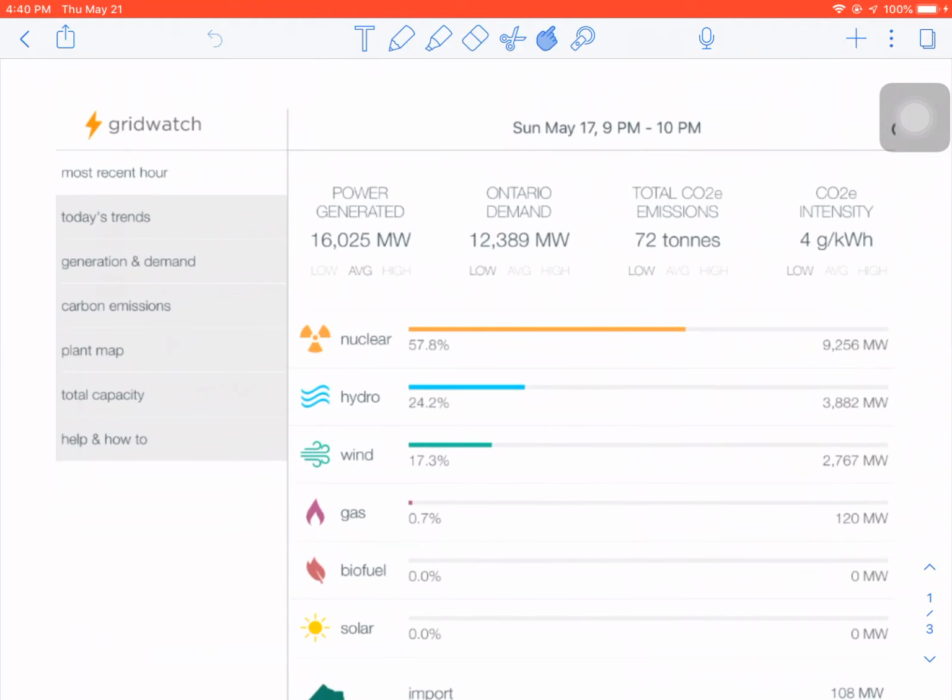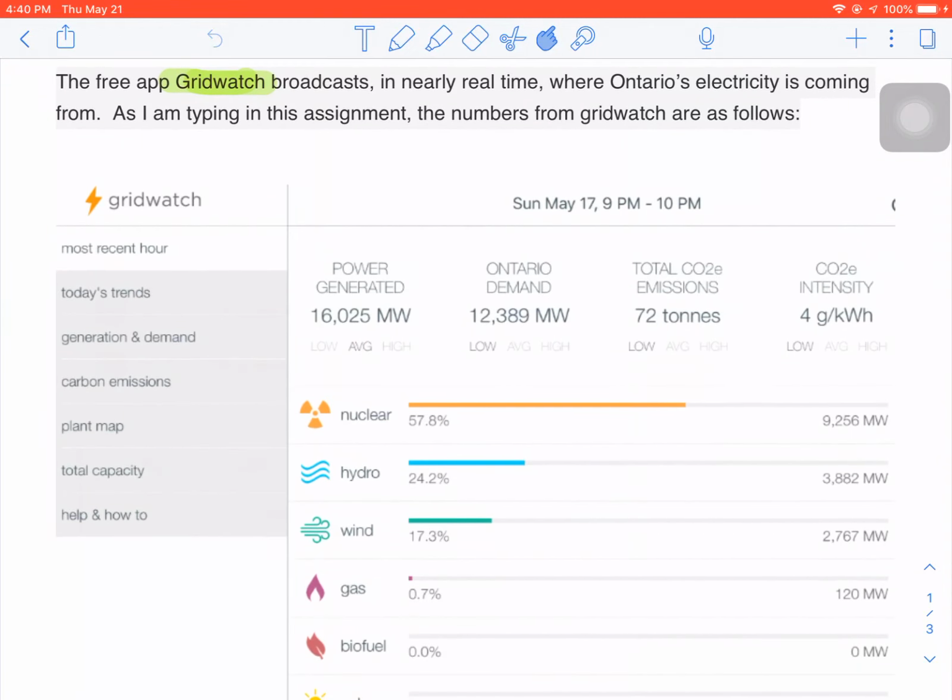So I made this assignment up here on Sunday night at around 9 o'clock. Actually, it was probably around 10:30, and it said in the previous hour, the amount of energy production by OPG was 16,000 megawatts. Right, that's the power produced. So that's the capacity to use energy. That's not energy, that's power production. And it says that's a pretty average number.